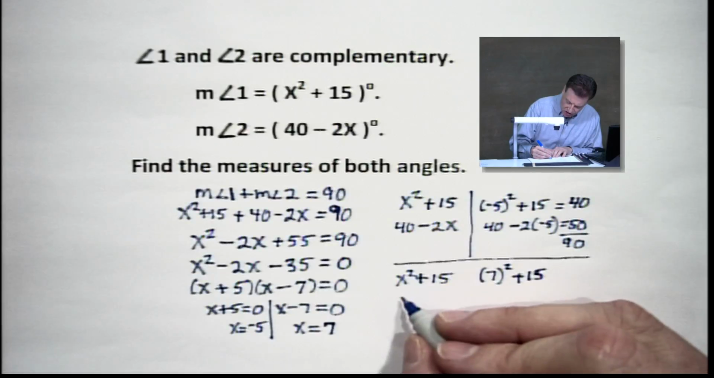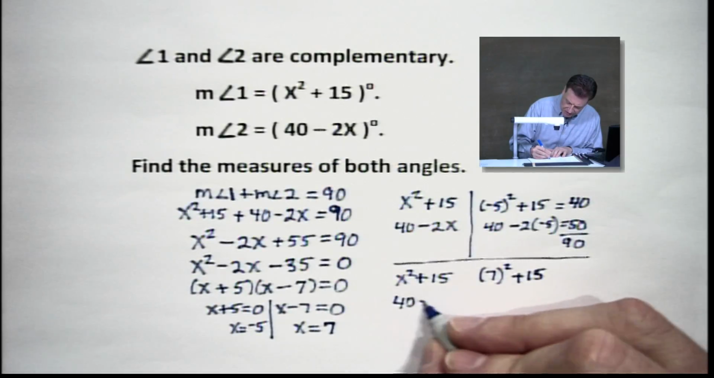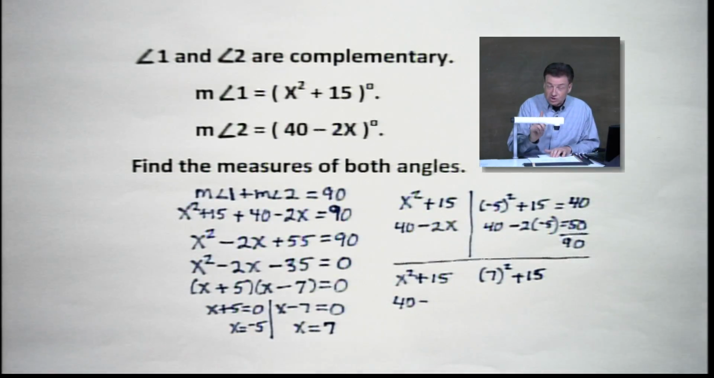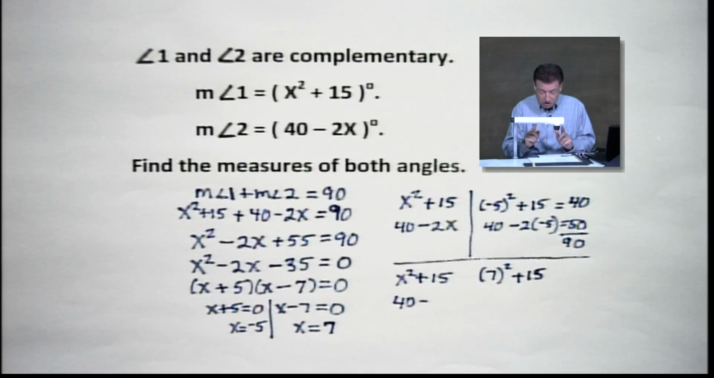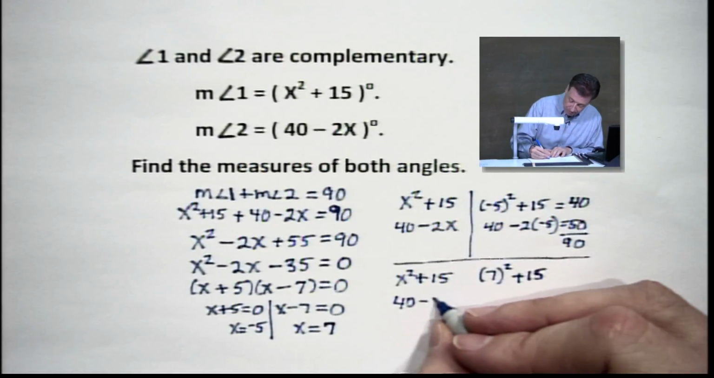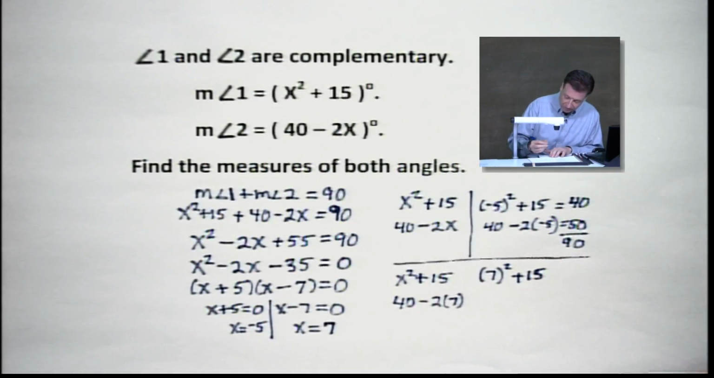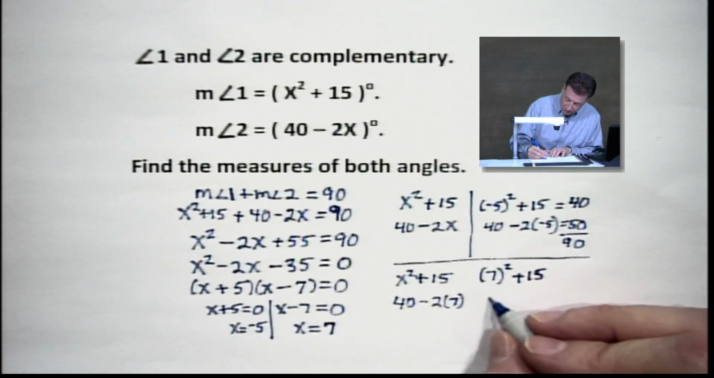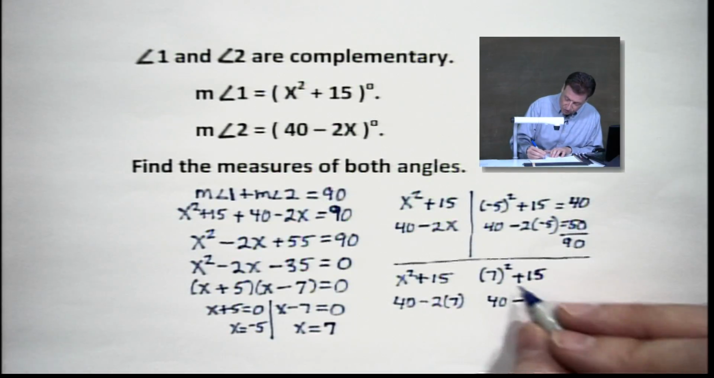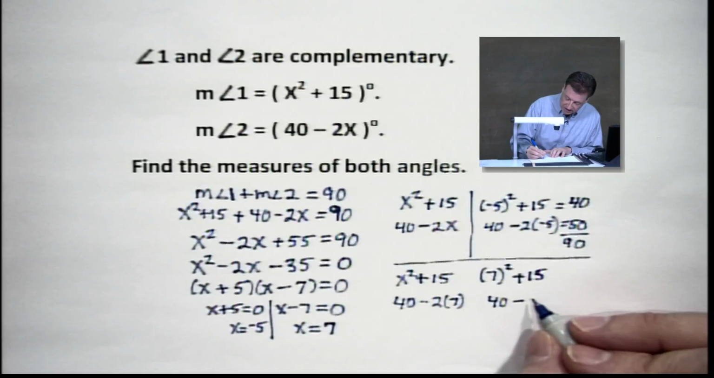Now, this next part, you're saying, whoa, that 40 minus, that looks a little tricky. Well, as long as you multiply first before you subtract, you're going to be in good shape. All right? And that's what we're going to do. So it looks to me like we're going to get 40 minus, wow, what is that? 40 minus 14?